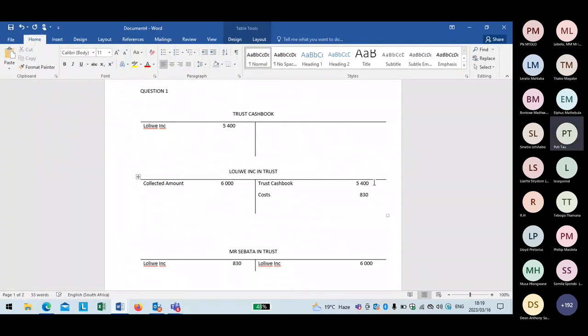Right. So this way, we are done with step number three, which deals with costs. Yes, sir.